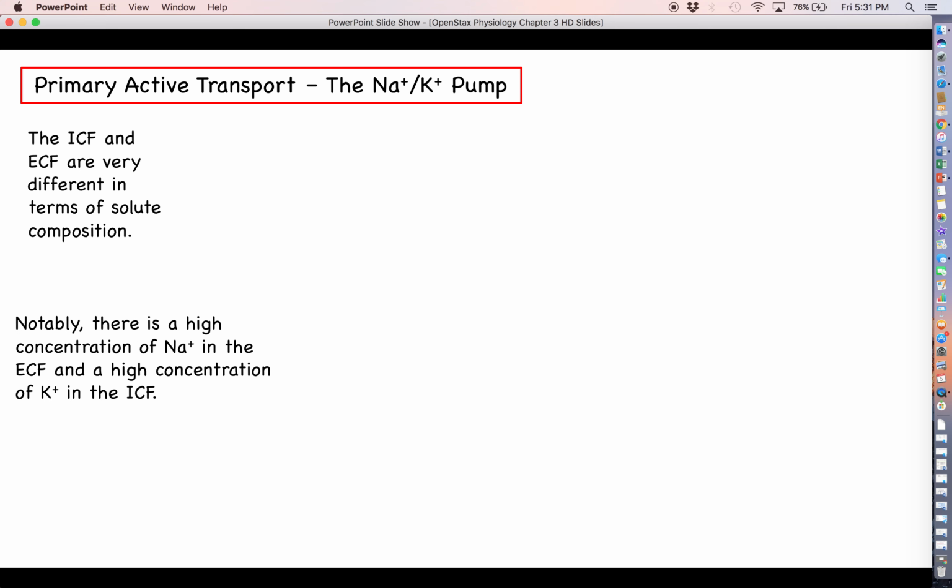If you will remember, they differ in the sense that the intracellular fluid has a very high concentration of potassium and a very low concentration of sodium. And that is flip-flopped when you're talking about the extracellular fluid, which has a very high concentration of sodium and a very low concentration of potassium.